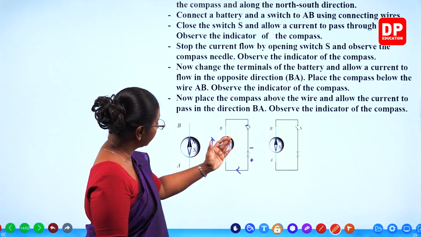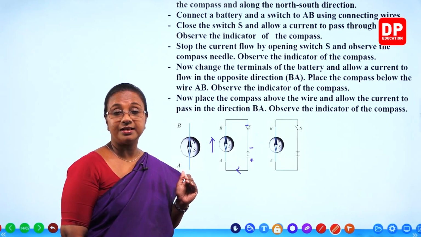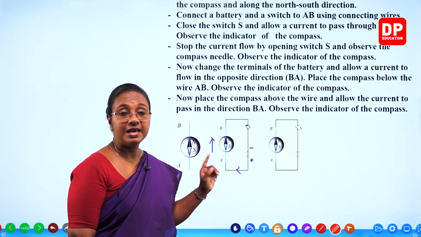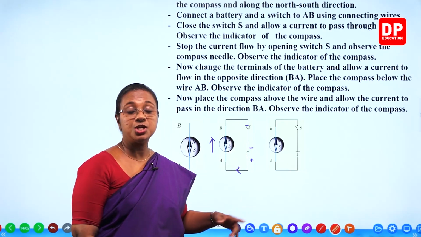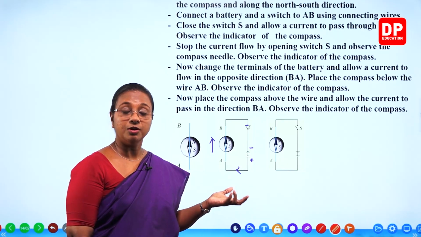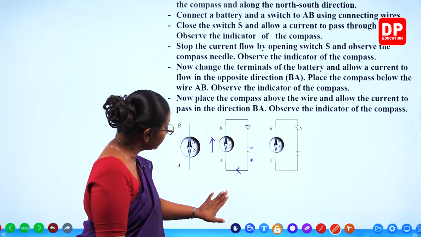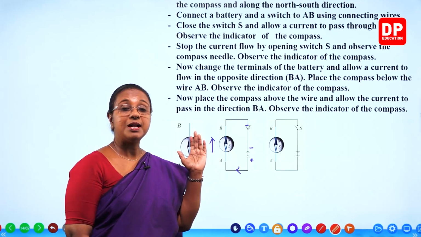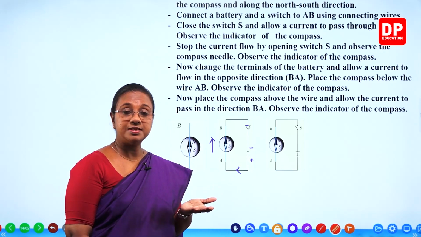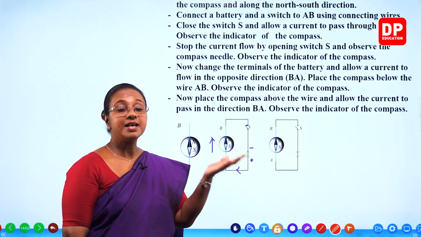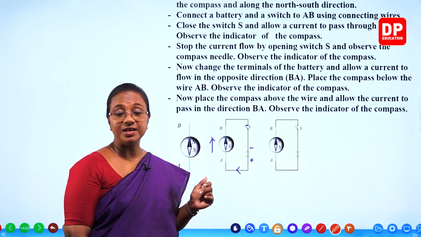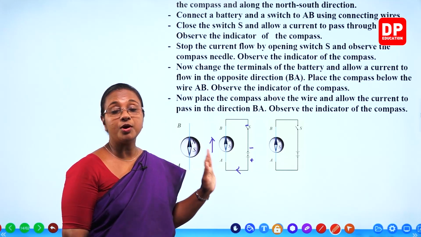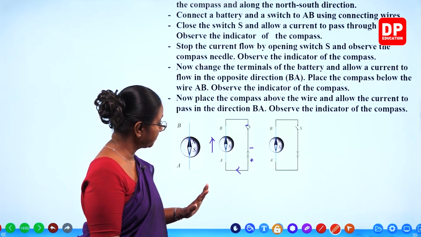Then you bring the compass above the conducting wire AB or the conductor AB, and again you close the switch. You observe the needle of the compass. So in both instances, the current is flowing from A to B direction. But the first instance, the compass is below the conductor. The second instance, the compass is above the conductor. In both instances, you need to observe the pointer, the needle of the compass.